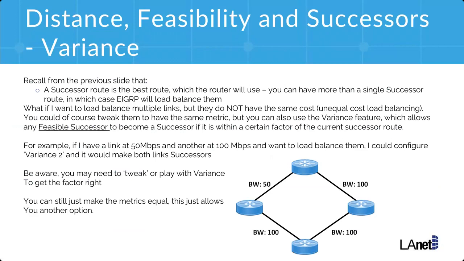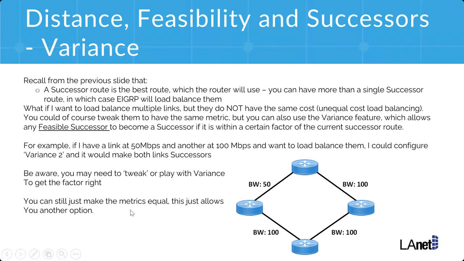And if you set the variance at 2, it basically will double the metric of the successor route. It'll say, if I take the feasible successor, it has to meet the feasibility condition because it has to be a feasible successor, but it'll take the metric, or the cost, of the feasible successor, multiply it by the variance factor, in this case 2, and if it's equal to the successor route, all of a sudden I'll have 2 successors instead of a feasible successor, right? And I'll take that secondary path.